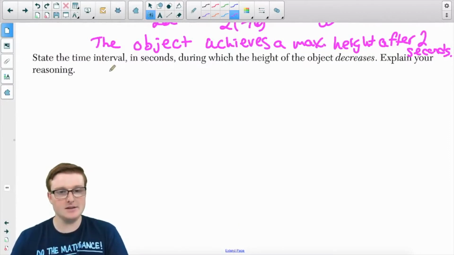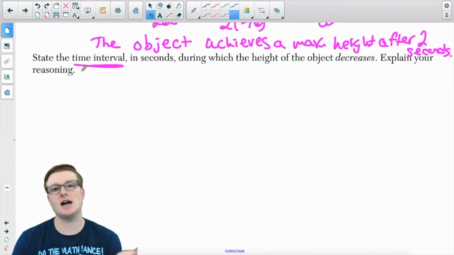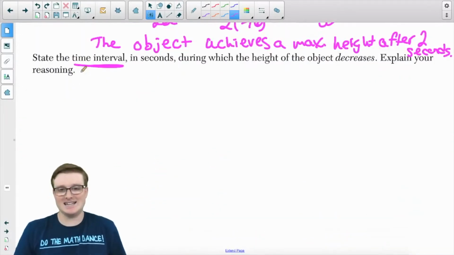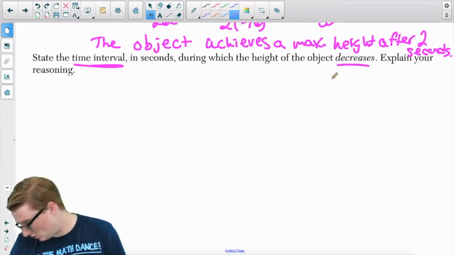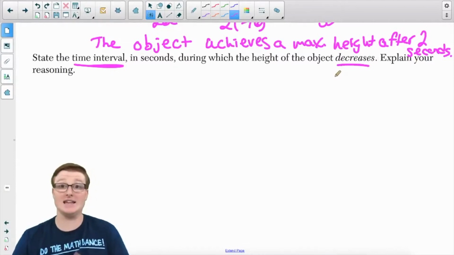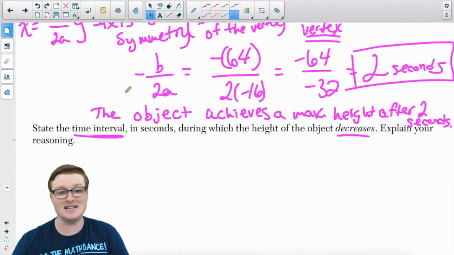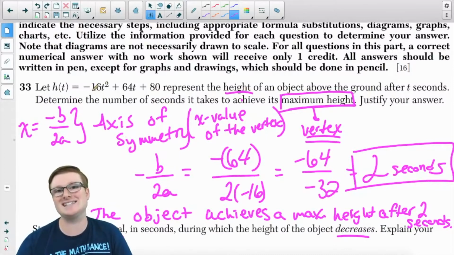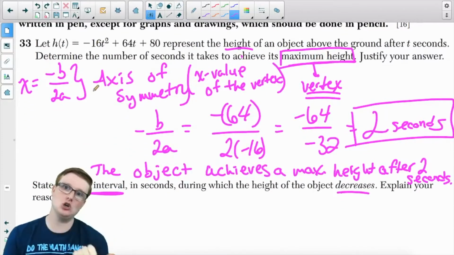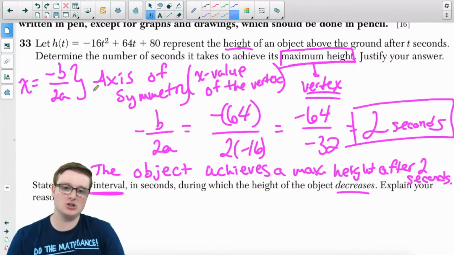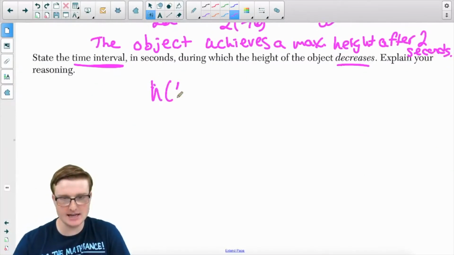Now, state the time. Okay, remember how I just said time interval before and I said don't set it equal to 0? Yeah, that's for this part. But now for this part, it says state the time interval in seconds during which the height of the object decreases. Okay, so you could do this one of two ways. I like it this way. If you actually set this function equal to 0 and solve, you know that it's decreasing from the vertex to its ending value. So if you take h of t and you set this equal to 0, watch what happens.